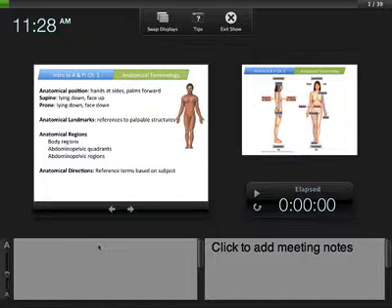Two other descriptors are the words supine and prone. Supine is laying on your back, face up, all right? And prone is just the opposite, laying down, face down.